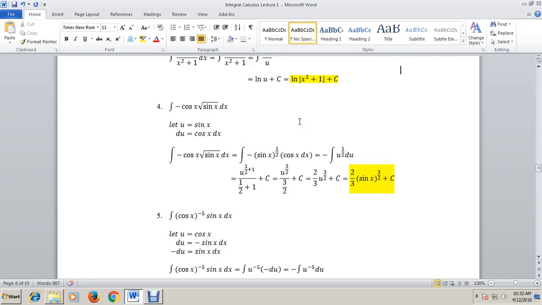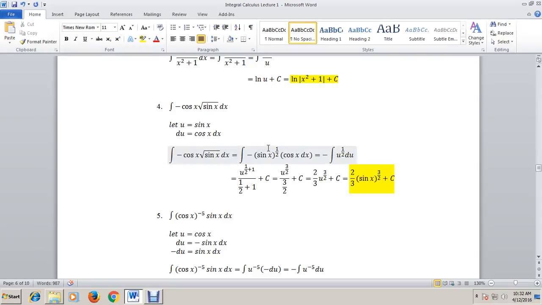Okay, so let's go over example number 4. The integral of negative cosine x times the square root of sine x dx. Try to notice the arrangement of the terms in your given function, or the integrand. The only term inside the radical, or the square root, is sine x. The dx is outside of the radical.